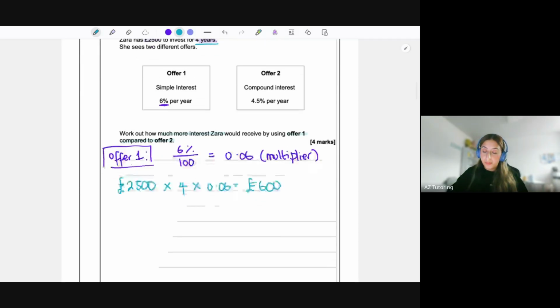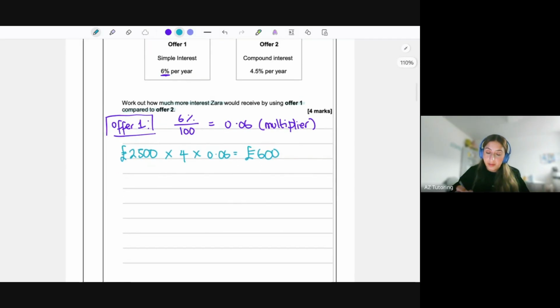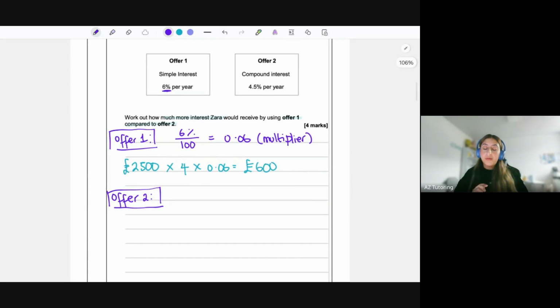Right, offer 2 is compound interest. Compound interest is a little bit different. If I do offer 2, so compound interest, the equation is starting amount times by the multiplier to the power of number of years.